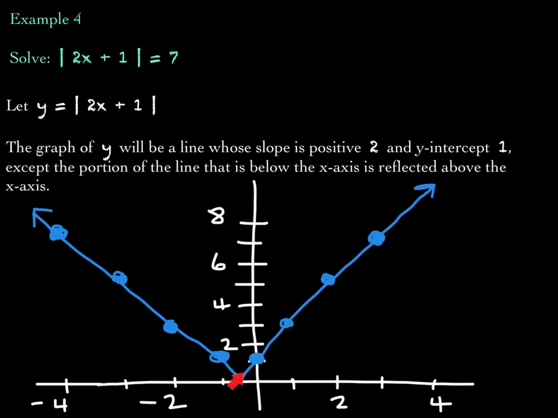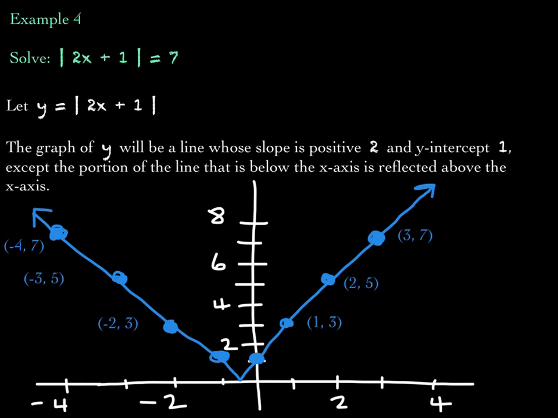And the line continued down here below the x-axis, but for this portion that was below the x-axis, I reflected it above the x-axis like we did in the previous example because we have to graph the absolute value of 2x plus 1. Okay, let me label some points for us. All right, I labeled some points.